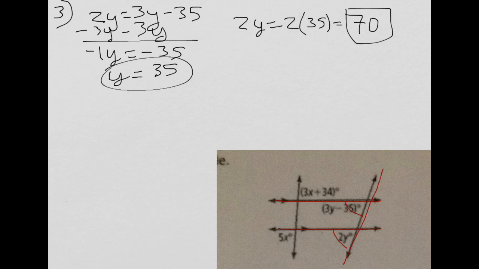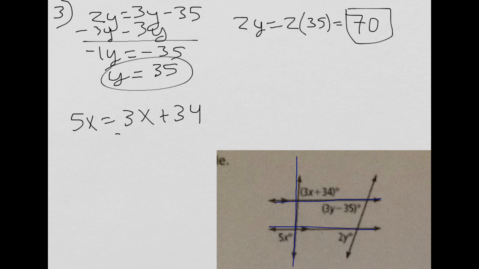Now I need to take a look at, let me erase this part here. Let's take a look at the other set of parallel lines. Still here and here, but now I'm looking at this transversal. So we have angles that are outside the parallel lines and are alternate, so those are alternate exterior angles. So those angles are also equal to each other.